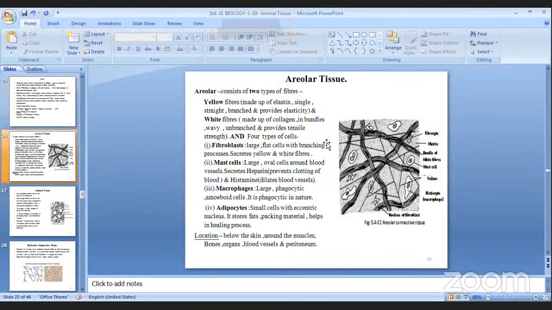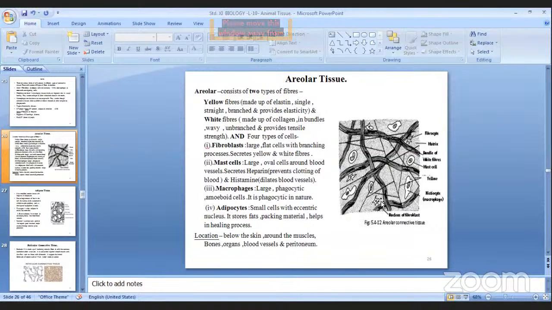Now here, areolar tissue. You see this diagram, students. You can see these bundles, these black, dark, thick lines. You can see these are the bundles of fibers. Okay, these are wavy in nature and they are not branched also. You can see that, isn't it? These are the collagen fibers. They are also known as white fibers. On the other hand, you see this fiber. You can see this straight line.